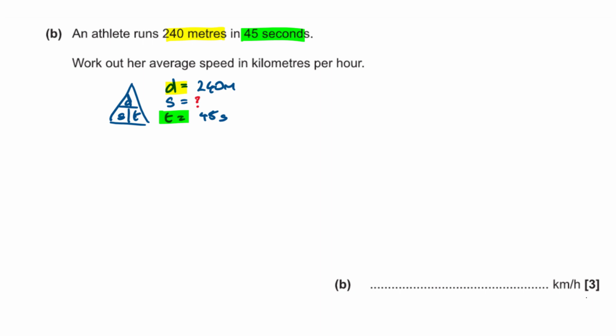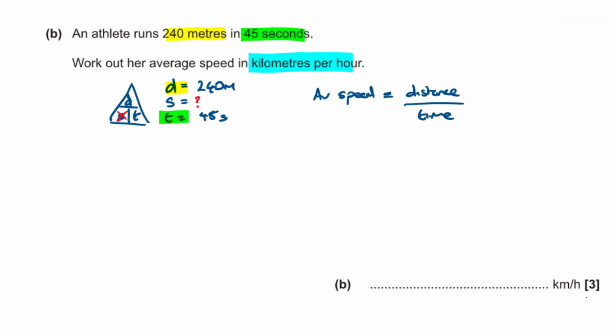So then my speed, covering up the thing I want to find, speed. That tells me what I have to do with the other two. So average speed equals distance divided by time. Now if I just go ahead and sub those numbers in, I'm going to sub in meters and seconds into this calculation, and it's going to give me an average speed in meters per second. But this particular calculation, we're being asked to put it into kilometers per hour. So before I sub these numbers in, I'm going to convert them into the right unit.